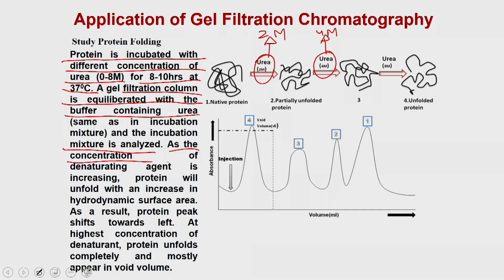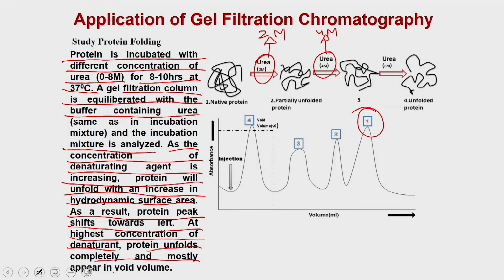As the concentration of the denaturing agent increases, the protein will unfold with an increase in hydrodynamic surface area, which means if the protein is in a native conformation, it makes a compact ball. As soon as you put it under denaturing conditions, it gets unfolded, and the diameter of that ball increases, and ultimately it forms an extended conformation. As a result, the protein peak shifts towards the left, which means this is the peak for the native conformation, and as the size increases, the protein comes out more and more on the left side. At the highest concentration of the denaturant, the protein unfolds completely and mostly appears in the void volume.